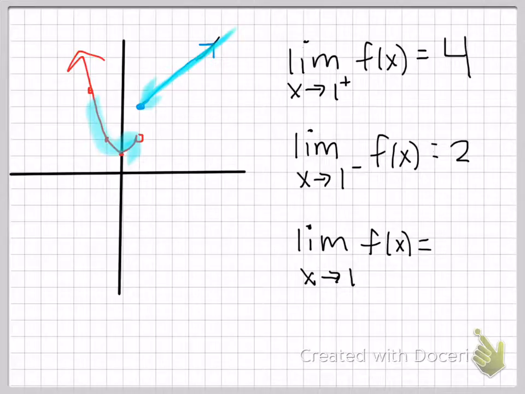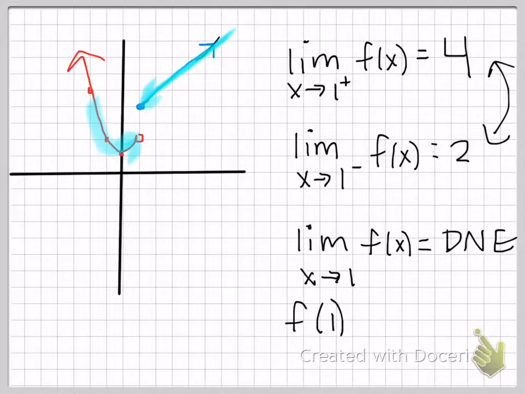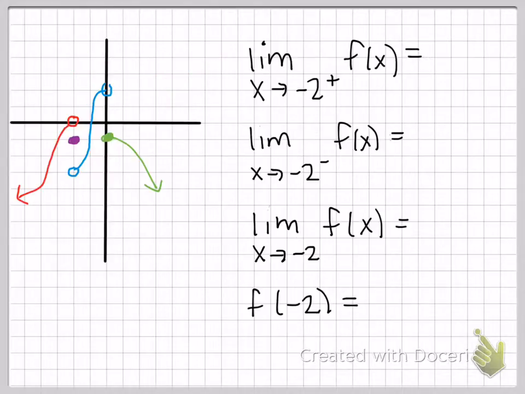Overall, the limit does not exist because these two values are not the same. Again, just to tie in yesterday, if I asked you to find f of 1, the answer would be 4. So let's try another one. Again, I'm just going to give you the picture flat out. We're not going to create the picture. We're just going to practice the idea of the limit.